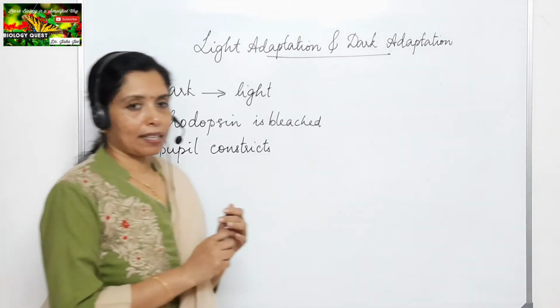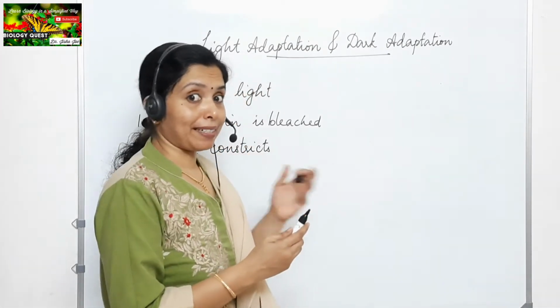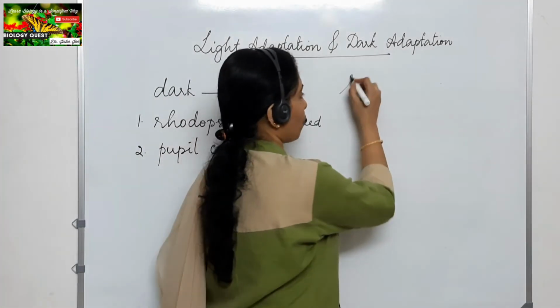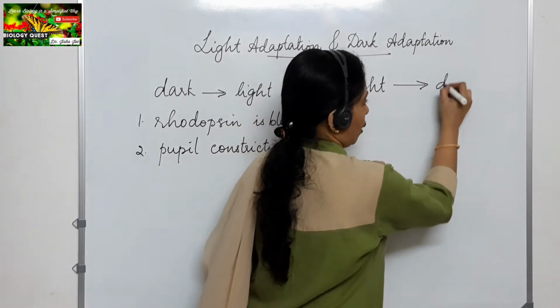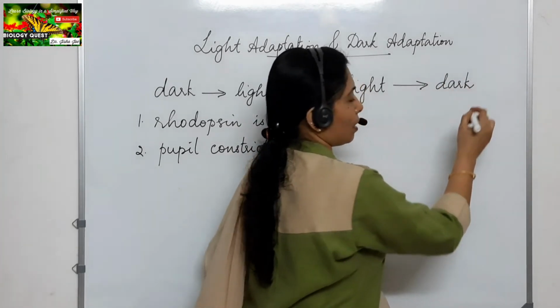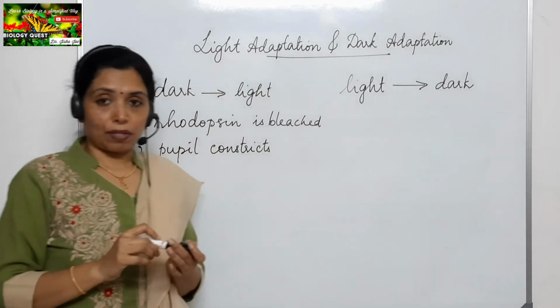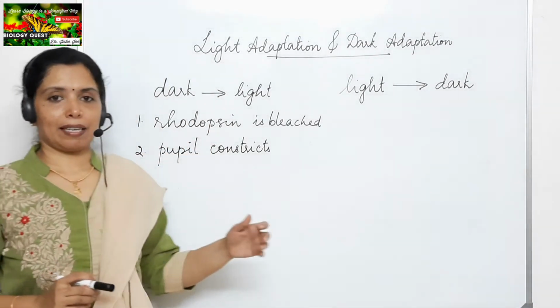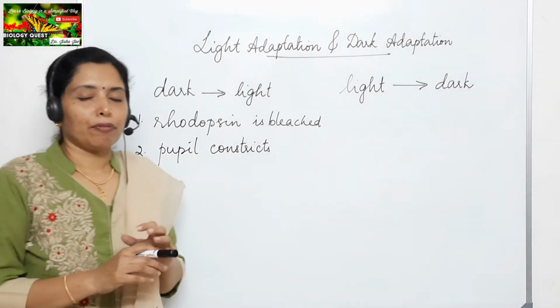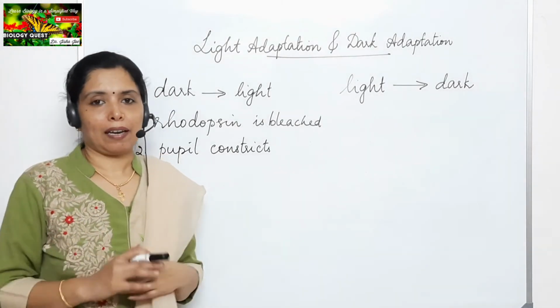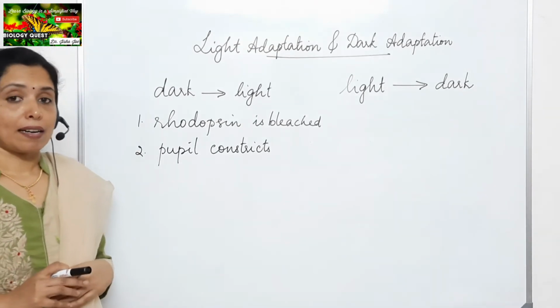Now, what is dark adaptation? How does it take place? When does it take place? When we move out from a brightly lighted area to a dark room. Just the reverse. When we are moving from outside into the cinema theater, that is from a lighted area to a dark room, for a few seconds we won't be able to see anything. It will be completely dark.